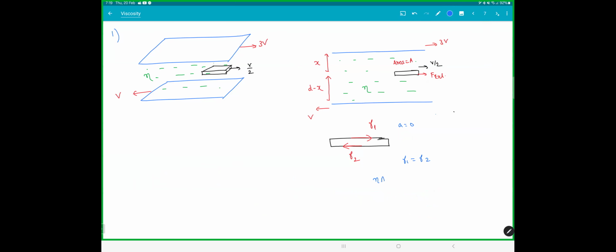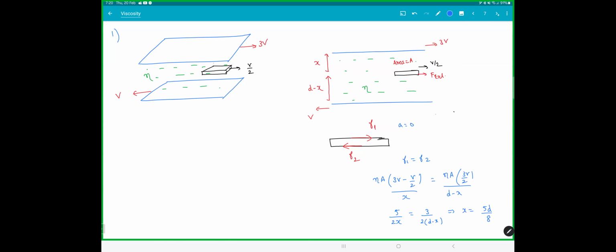So this is eta A, relative velocity is 3v minus v by 2, divided by x. This is eta A, 3v by 2, divided by d minus x. Eta A we will cancel. This is 5 by 2x, this is 3 by 2 into d minus x. 2 also will cancel. You'll end up with x is equal to 5d by 8.